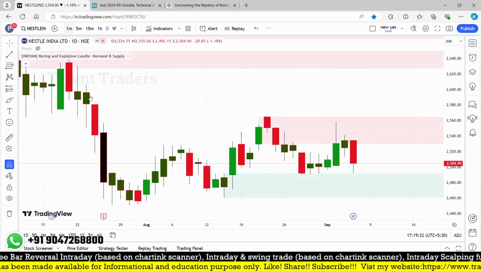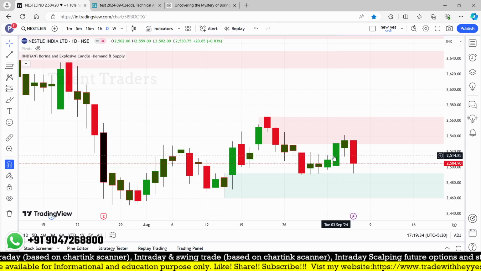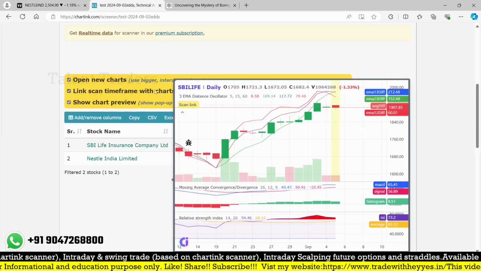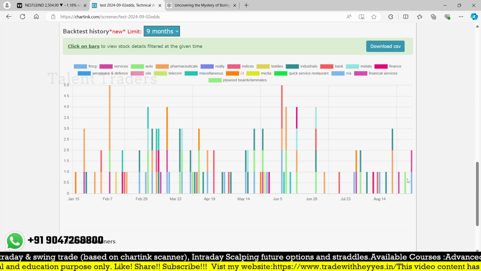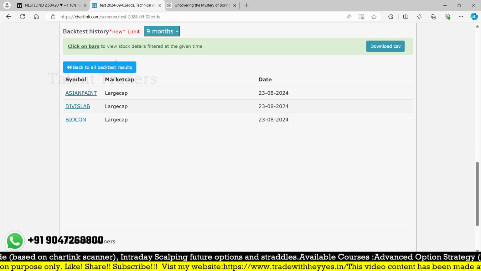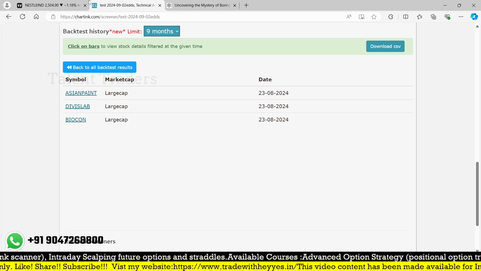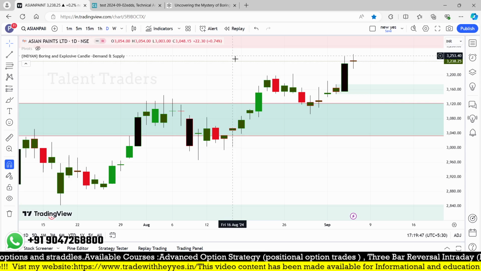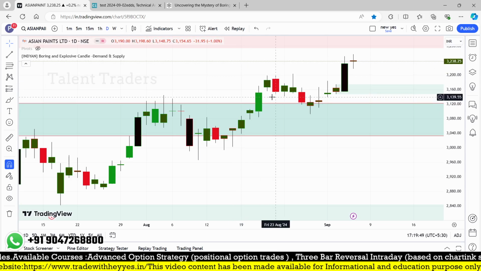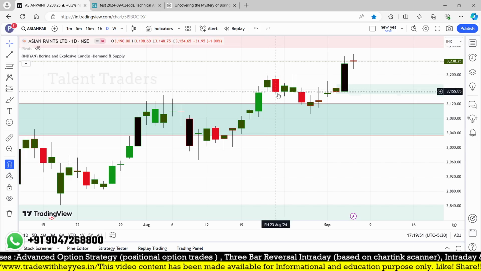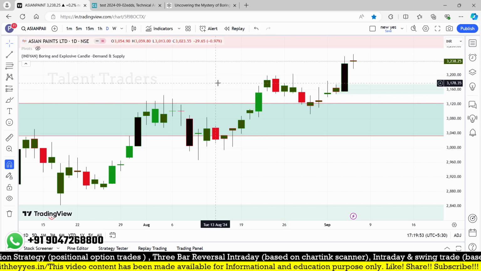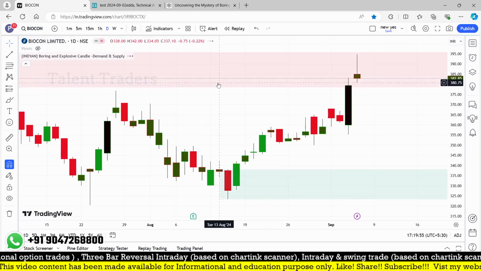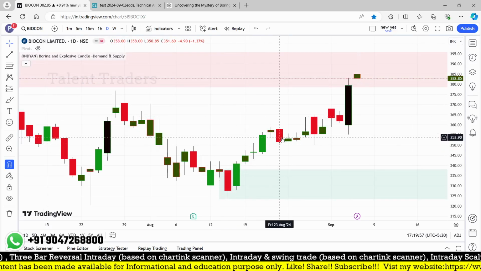Usually, while creating the scanners, we should compare. Yeah, perfect one. So rally, a base, a drop. Okay, a few backtest results. It is fetching Asian Paint, Divi's Lab, Biocon on 23. Asian Paint, 23.8 here, rally base drop. Asian Paint, Biocon, where it is here, perfect one, rally base drop.